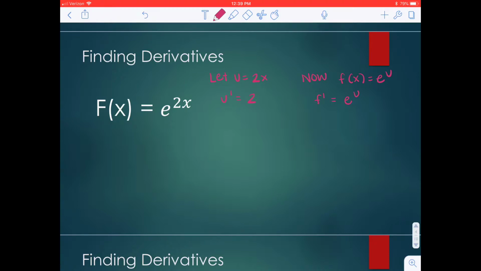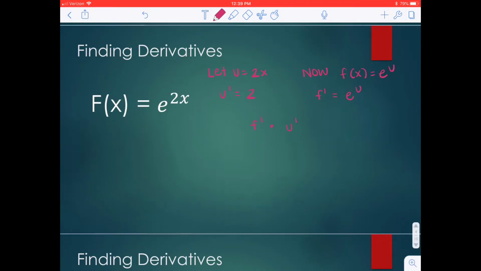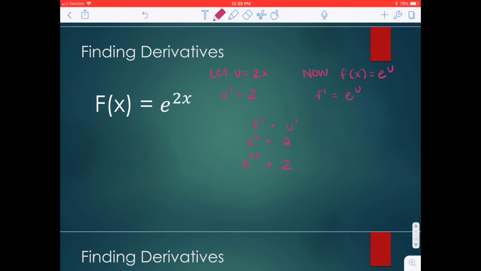It's the same concept. And now I'm going to take f prime and multiply it by u prime, because that's what the chain rule says to do. f prime is e to the u, u prime is 2. I don't want to write a final answer with a u in it, so I'm going to replace the u back with what it represents, which is 2x. And then I can write my final derivative a little prettier as 2e to the 2x. And that would represent the final derivative, f prime of x.